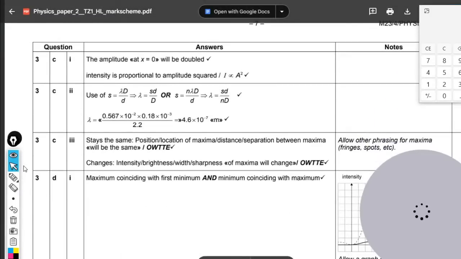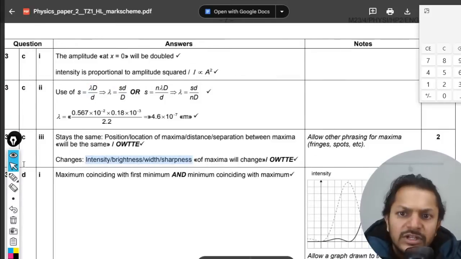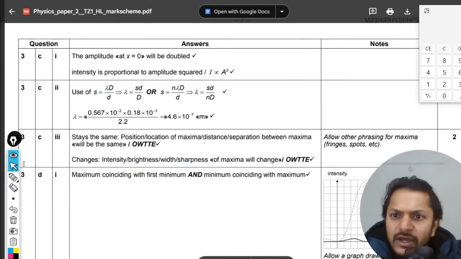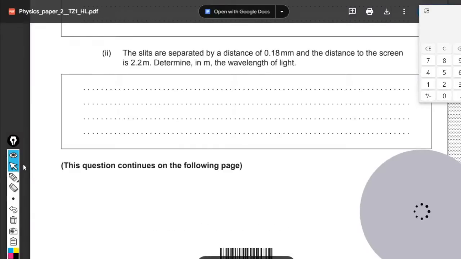Yes, they have just written it instead of showing it mathematically. The amplitude is doubled, so intensity is proportional to the square of the amplitude. That is why. So let us go for the next question. It's a very long question, I must say.